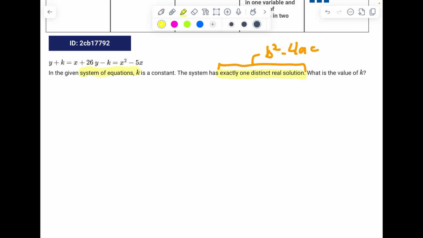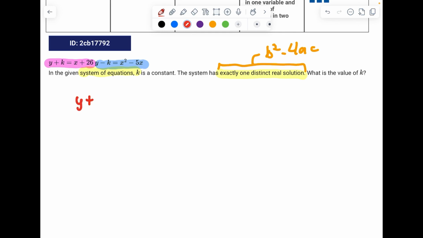Now we have our system, which is y plus k equals x plus 26, and y minus k equals x squared minus 5x. Since there are systems of equations and it has one solution, we're looking for the point where these things meet or where they are equal. In order to be clear about the point where they are equal, we're going to want to set them equal to each other, but we need the same thing on both sides.